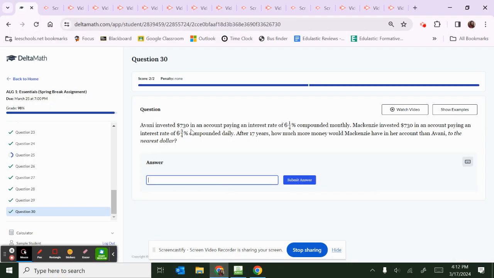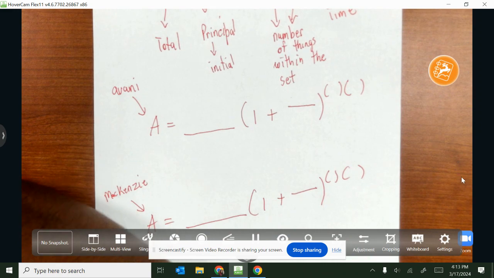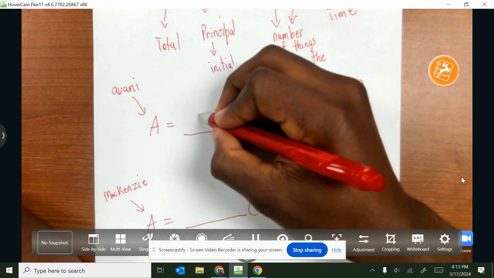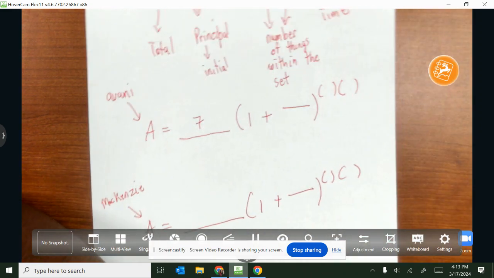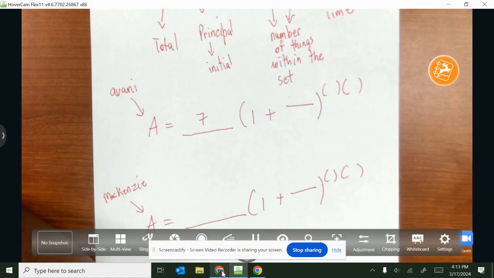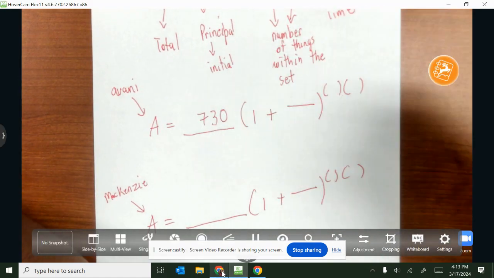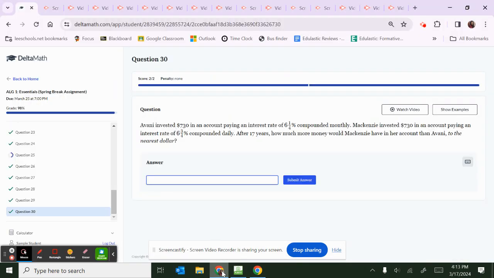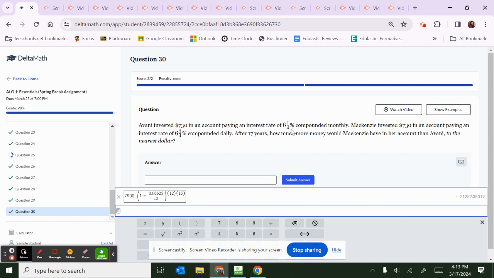All right, so it says that Avani invested 7,300 in the account. So what would that 7,300 be? The principal. So that's the amount that they invested in the account before it started to change. So 730. That's what it was? Yep, 730. All right. So now we're gonna find the rate, guys. So let's find the rate. It says that we're doing 6.25 percent. Okay. So 6.25 would be 6 plus 1/4.